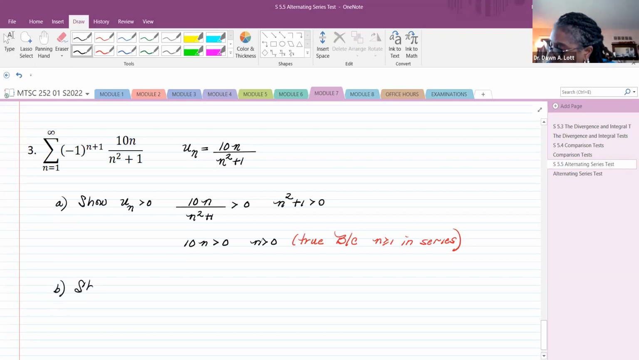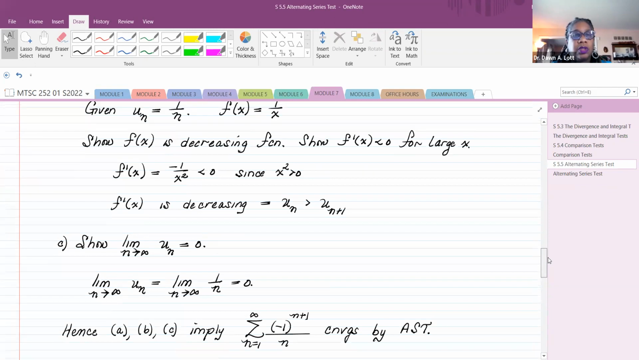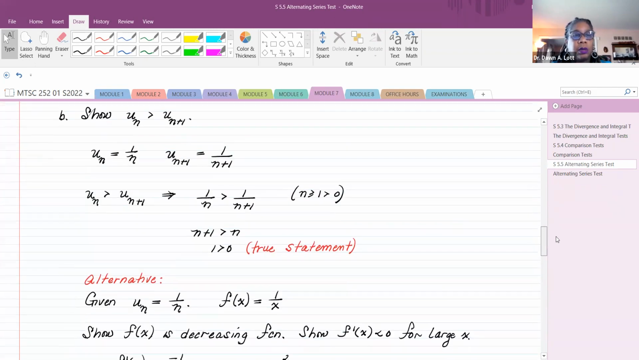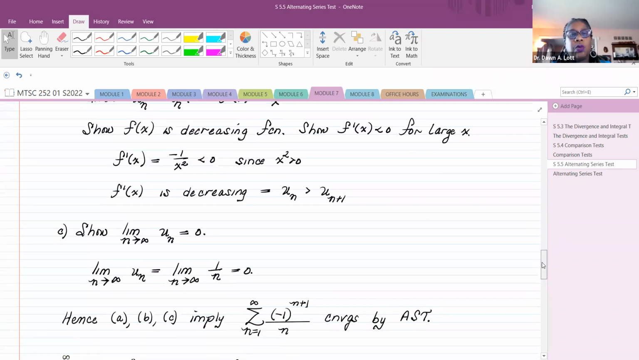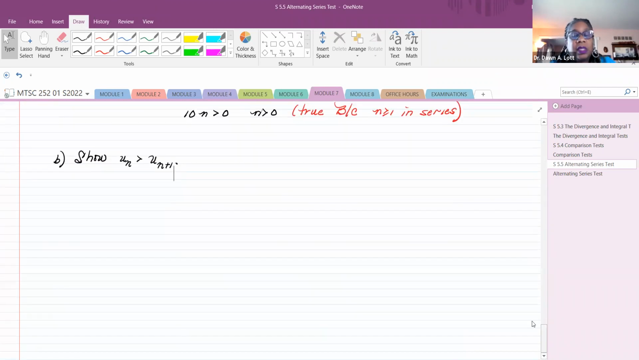The second part, we need to show that un is bigger than un plus 1. Now we've already shown that there are two ways to do this. The first way is you can actually do the algebra, which we did in problem number 1. Or a second way is to show that if you take the derivative, you get a negative number. I like the derivative way. It's quick, fast, and it uses calculus.